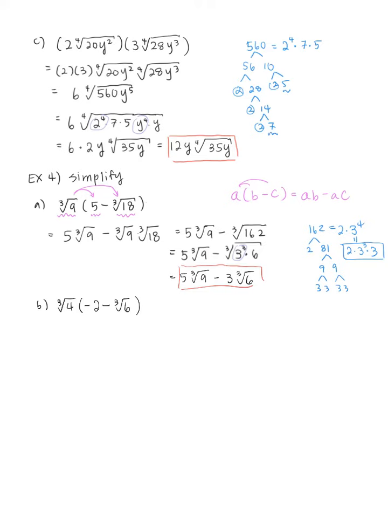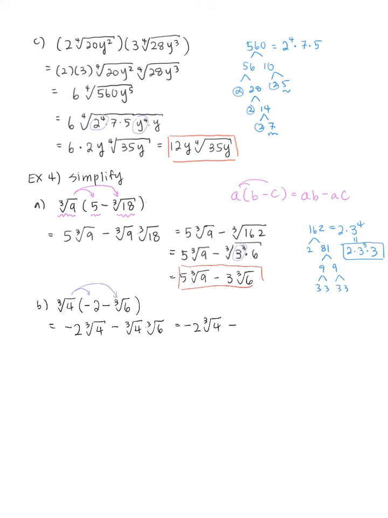Alright, so I'm going to start off with distributing the cube root of 4 to each term. So here, what we're going to get is negative 2 cube root of 4. And then here you're going to have a minus cube root of 4 times the cube root of 6. So this gives us negative 2 cube root of 4, which cannot be simplified because 4 is 2 squared. It's not enough to make it into a perfect cube.